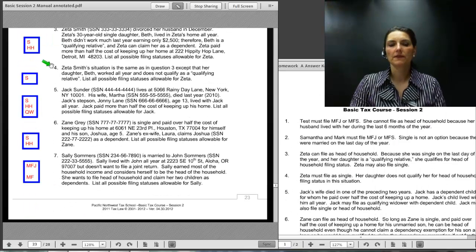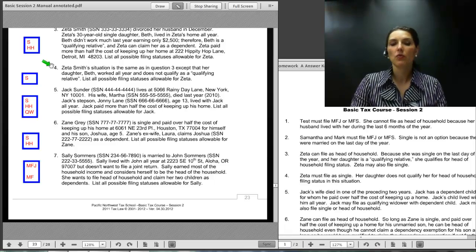Question number 4. Zetta Smith's situation is the same as in question 3, except that her daughter Beth worked all year and does not qualify as a qualifying relative. What are the possible filing statuses allowable for Zetta? And we're left with single.